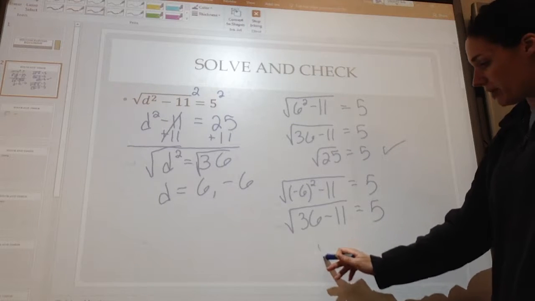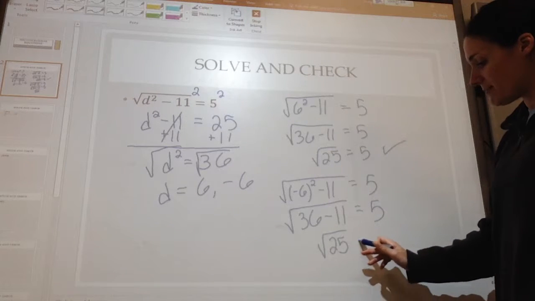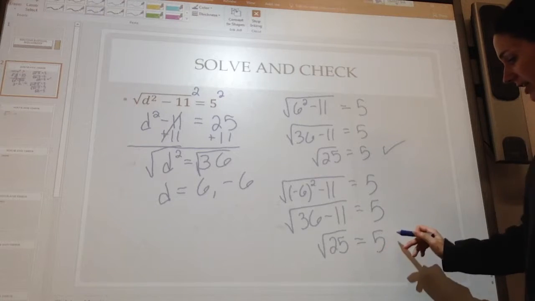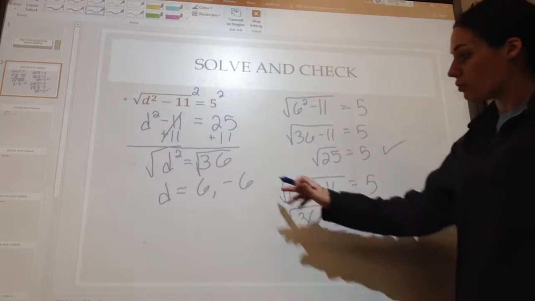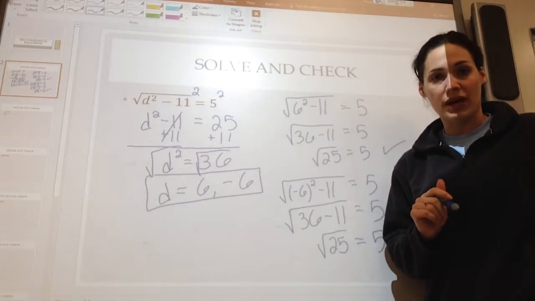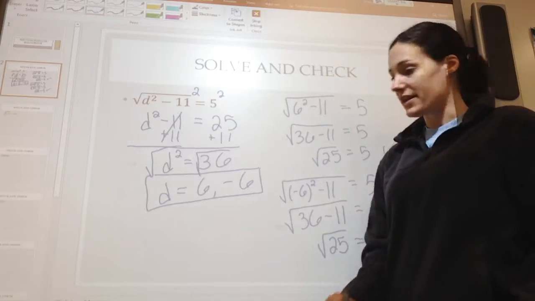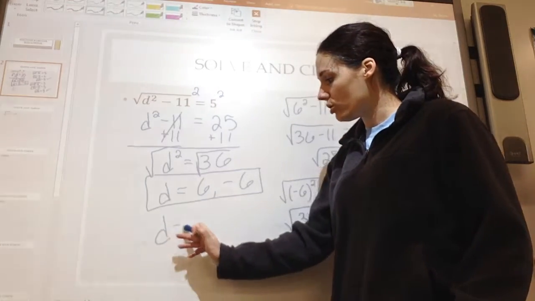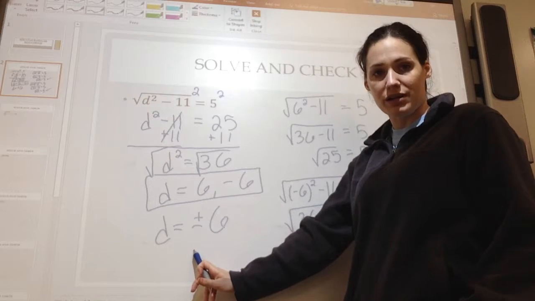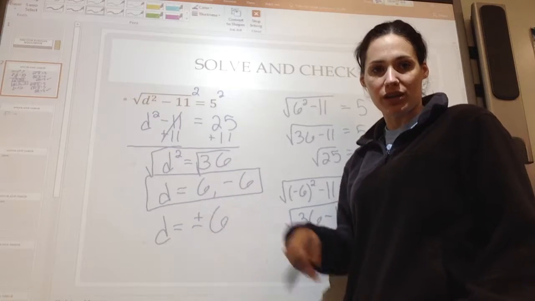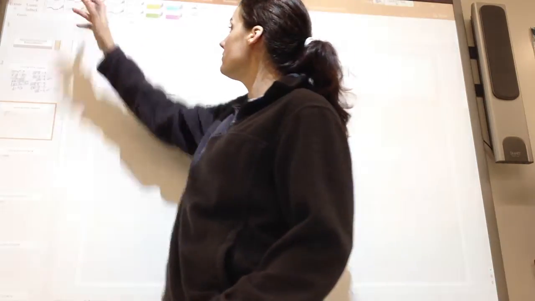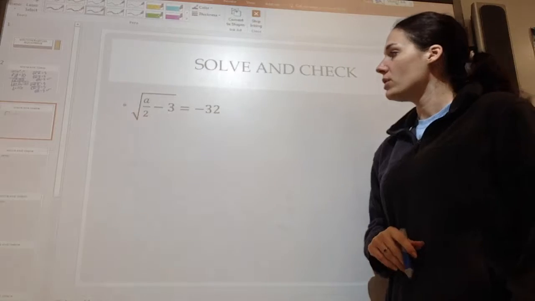36 minus 11 becomes 25, and we actually get the same thing as we did when we checked the other one. Square root of 25 really is 5, so that works. So we did get both of these as answers, and both of them checked out. So we have answers of 6 and negative 6. If you remember, you could write this as plus or minus 6. So feel free to write your answer that way instead of writing them out separately, whichever one is okay with me. Okay, moving on. Next one.